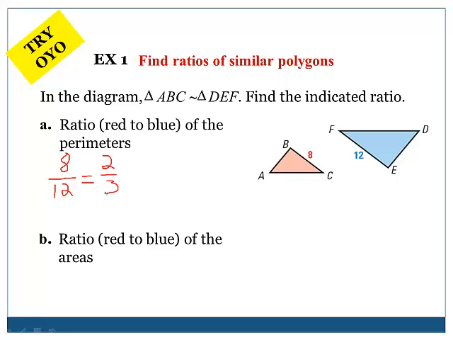Now we need to find the ratio of red to blue of the areas. When we do this, we need to square both of our side lengths, so we would have 2 squared over 3 squared, which would come out to be 4/9. So when we're dealing with area, remember we need to square both of the side lengths.